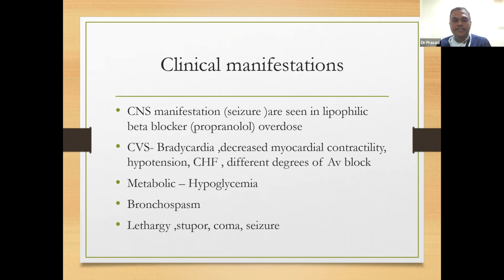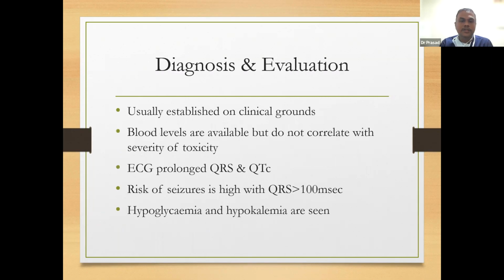Clinical manifestations: CNS manifestations may present as seizures, especially seen in lipophilic beta blocker overdose like propranolol. In cardiovascular effects, we see bradycardia, decreased myocardial contractility, hypotension, and different degrees of AV block. Metabolic features, we can see hypoglycemia, bronchospasm, and lethargy, stupor, coma, and seizures can also be seen in beta blocker overdose.